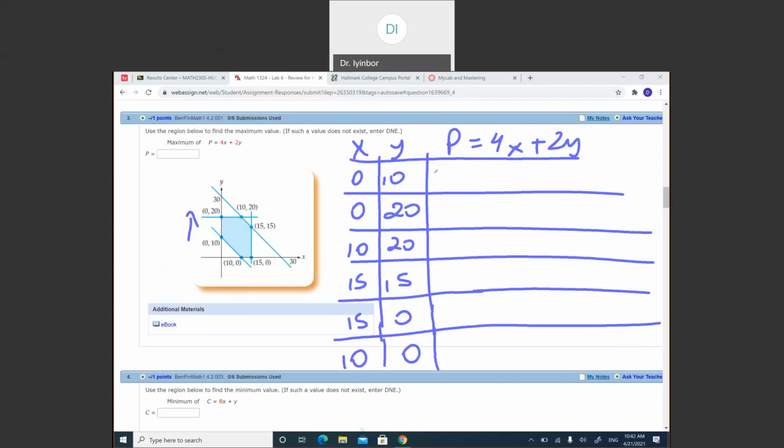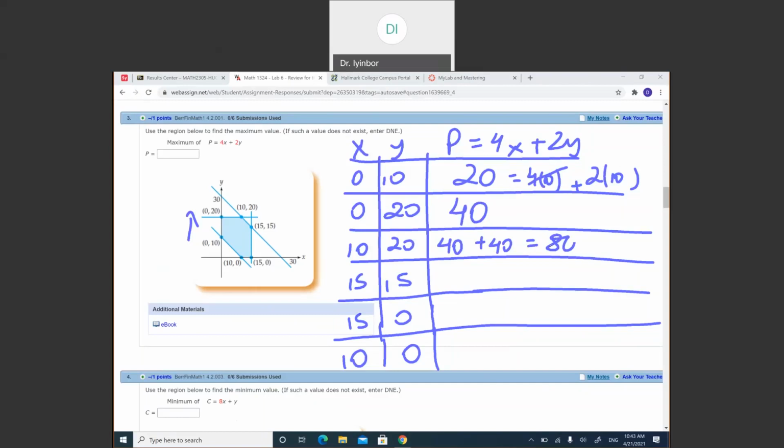So 4 times 0 plus 2 times 10 is 20, obviously. Let me write how I get 20. You replace x with 0 and y with 10. 4 times 0 is 0, 2 times 10 is 20. That's how you get it. Then the next one, 4 times 10 is 40, plus 2 times 20 is 40. So when I add them, it's going to be 80.